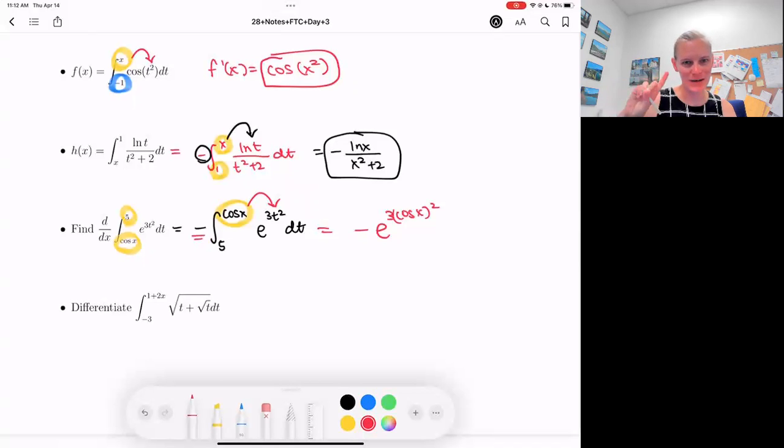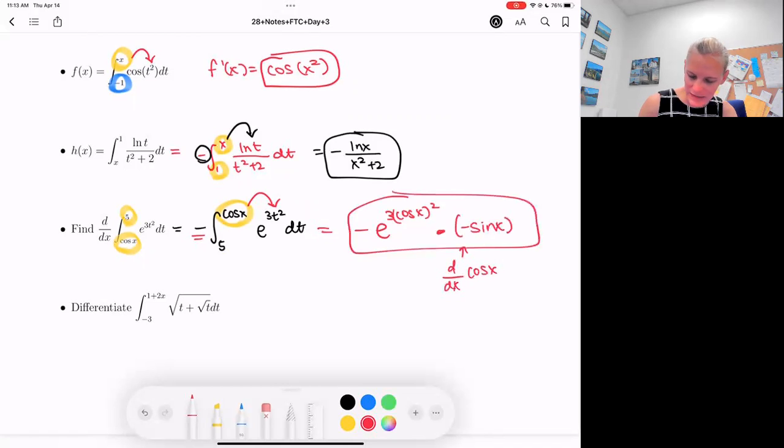But there's one more step that we need. We need what is essentially a chain rule step. We are going to multiply that whole expression by the derivative of cosine of x. So that derivative is negative sine of x. Okay, so we need that step here because we had something other than just a plain old x up top.